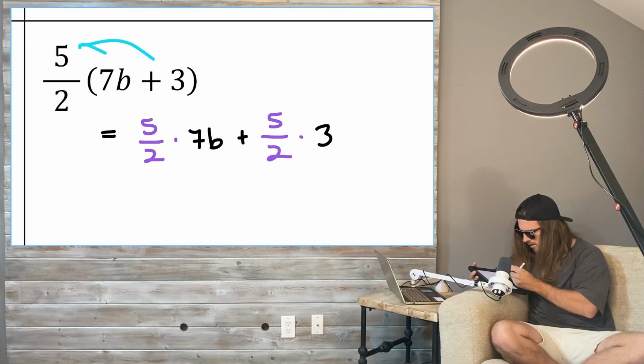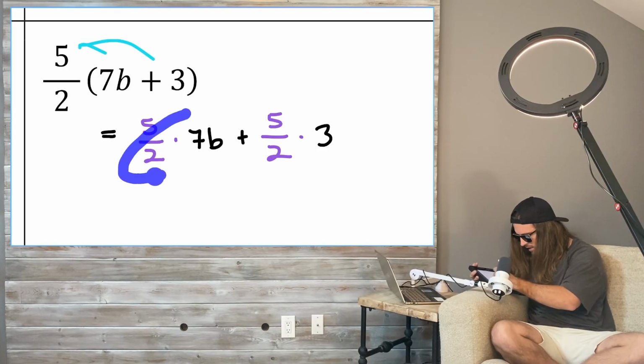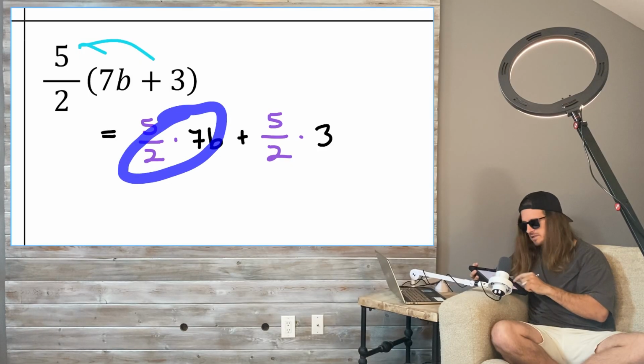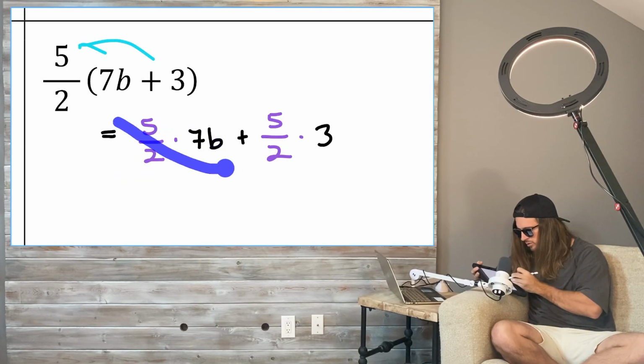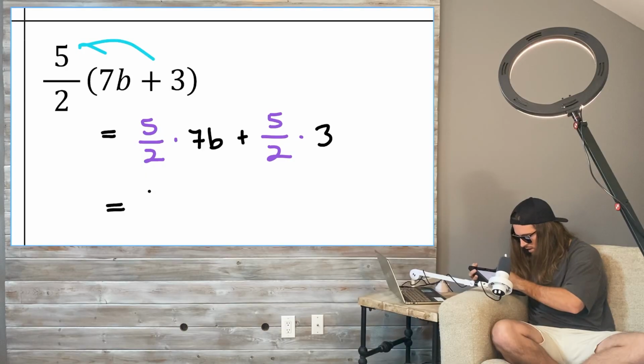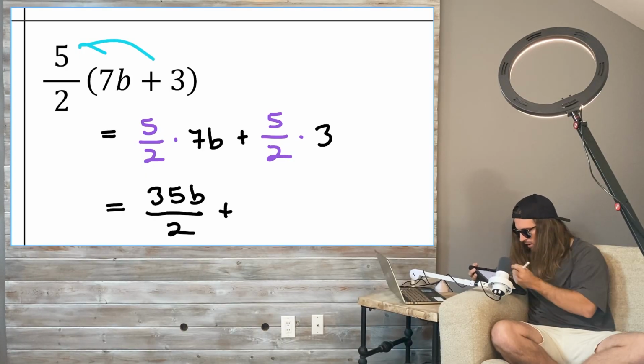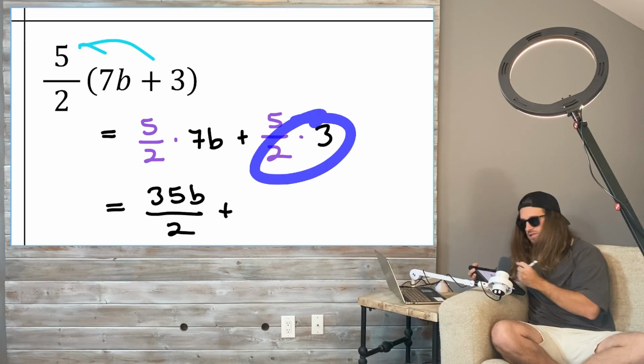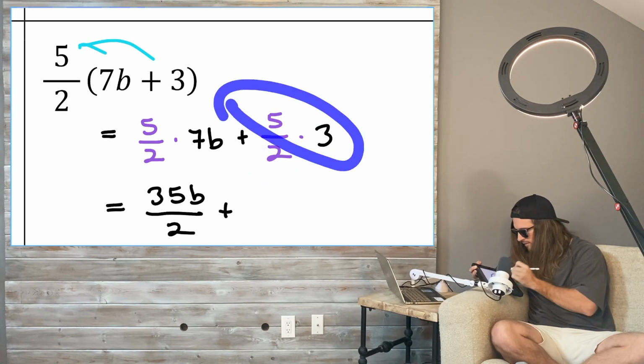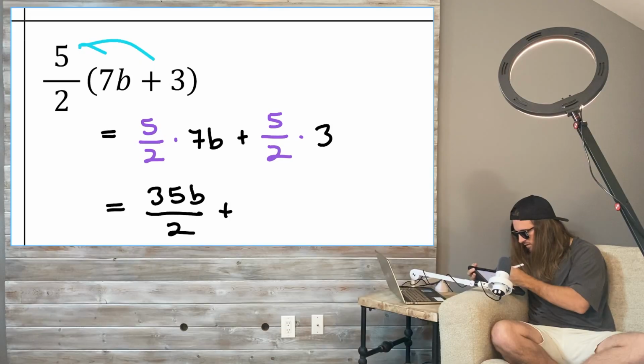All right. Well, let's check here. Can we divide down? Is 7 divisible by 2? No, it is not. So we need to multiply 7 by 5. 7 by 5 is 35. Just tag on the b and leave it over 2. Plus, is 3 divisible by 2? No, so we have to multiply 3 by 5, which is 15.